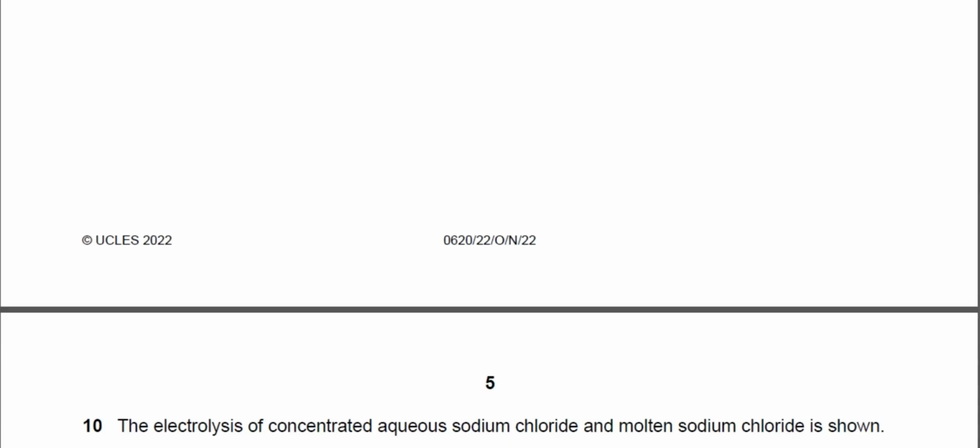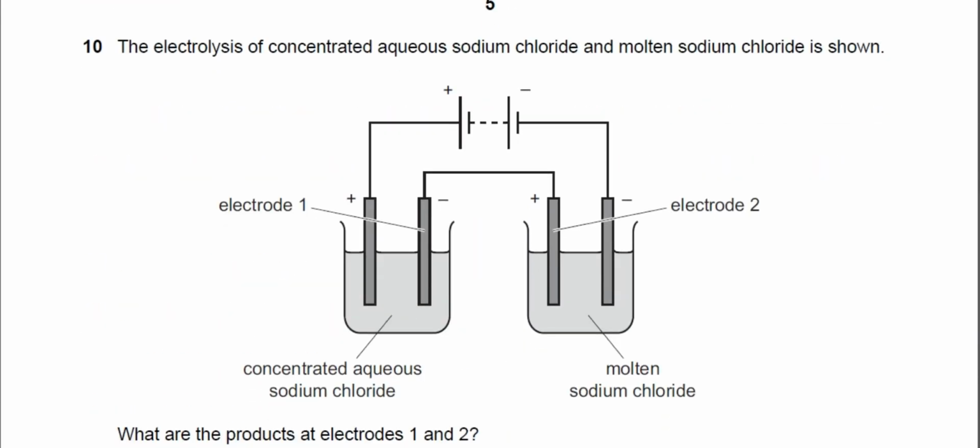Okay. Question 10. Looks like it is from electrochemistry, okay, from electrolysis. He says that electrolysis of concentrated aqueous sodium chloride. Remember, the short form of concentrated aqueous sodium chloride is brine. If in some question the examiner uses this word, no need to be confused. Brine is actually concentrated aqueous sodium chloride.